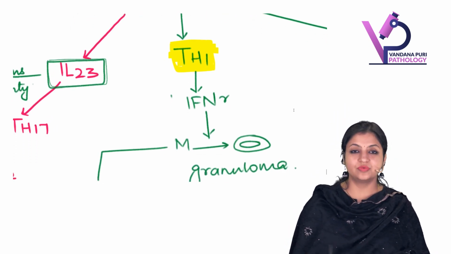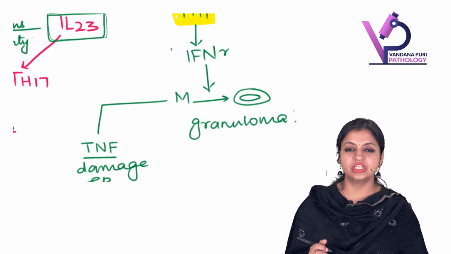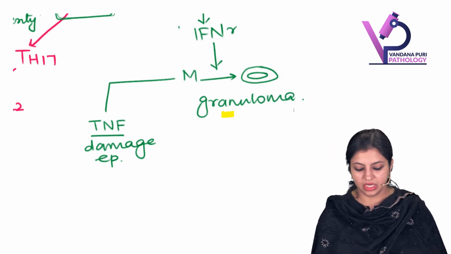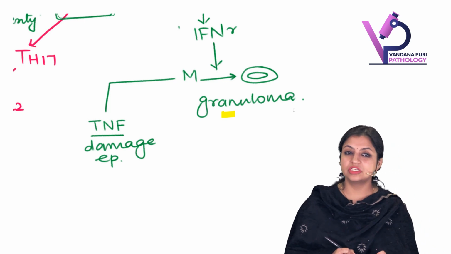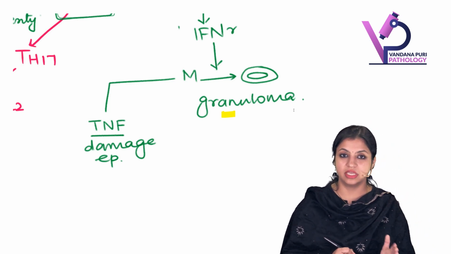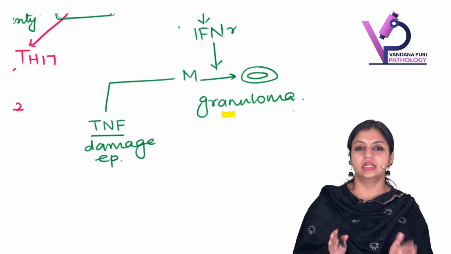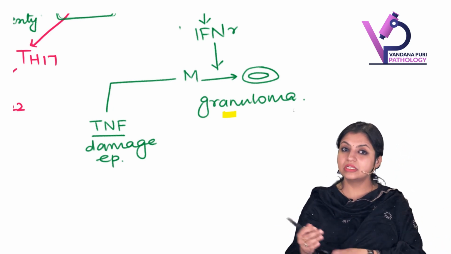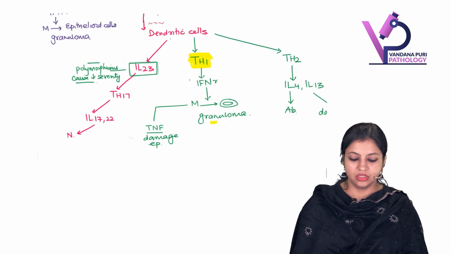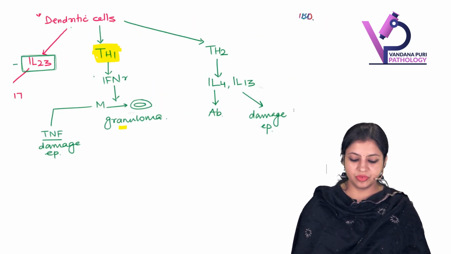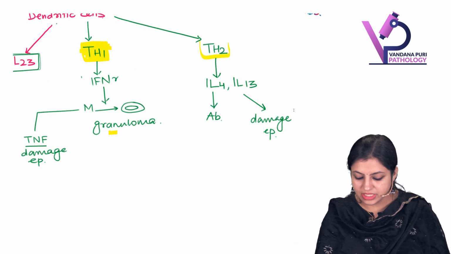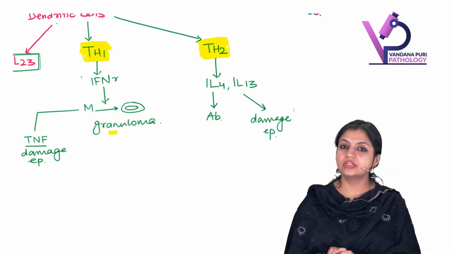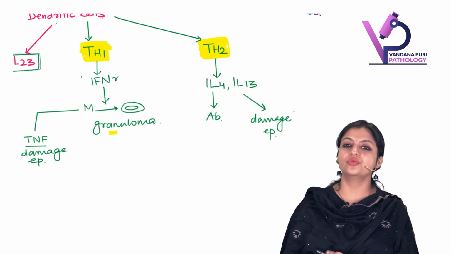These TH1 cells will release interferon gamma, which will change macrophages into epithelioid cells, and this will form a granuloma. Also, macrophages will release TNF, which will cause more epithelial damage. That's seen in Crohn's. Now what happens in ulcerative colitis? Predominantly TH2 cells are activated. They will release interleukin-4 and interleukin-13.